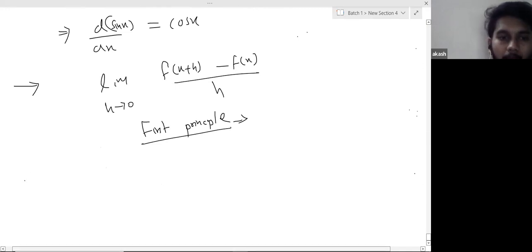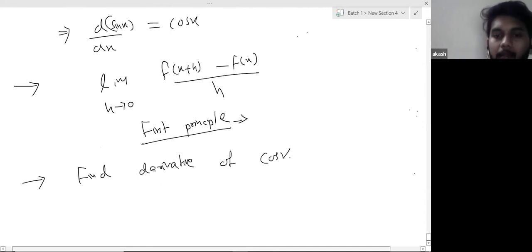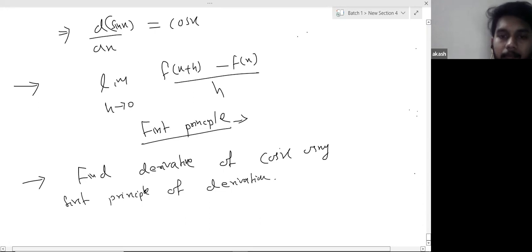All right, solve one question. Find the derivative of cos x using first principle. This is f of x equals cos x. You just have to solve this one. This is called first principle. All right, I'll give you a few minutes.